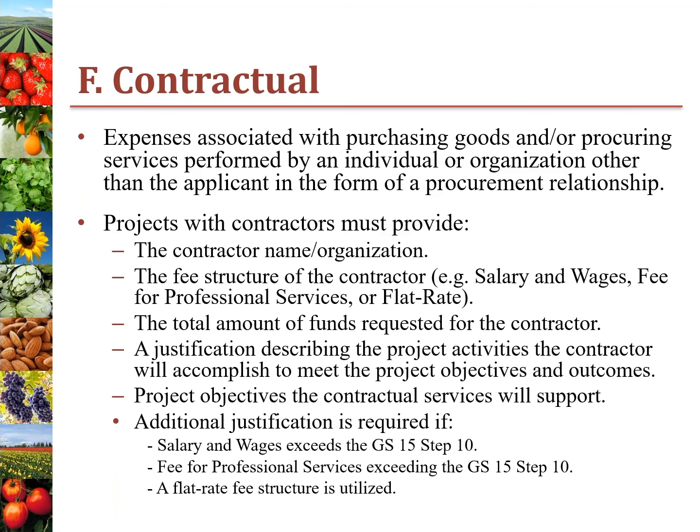Additional justification is required if a contractor's salary and wage or fee for professional services exceeds the General Schedule Pay Scale, or GS 15 Step 10. The GS 15 Step 10 provides a guideline for contractual rates as determined by the Office of Management and Budget for your area and can be accessed using the link provided in the budget narrative template.